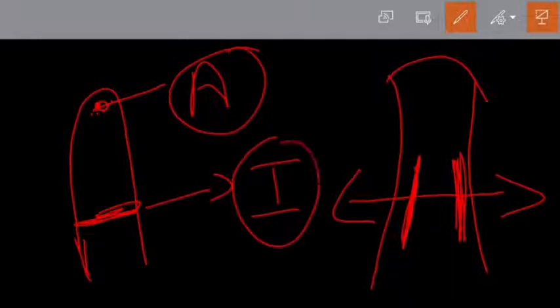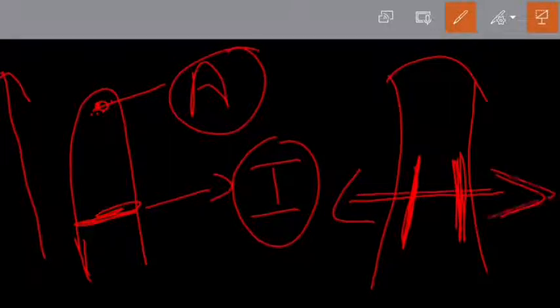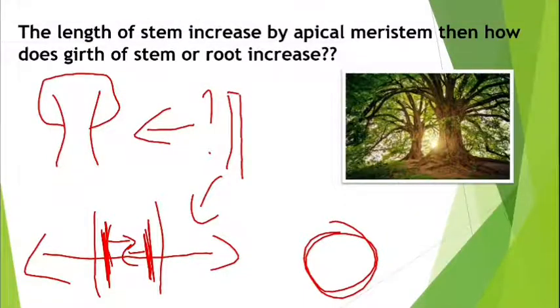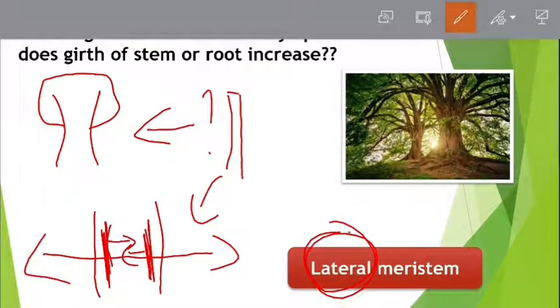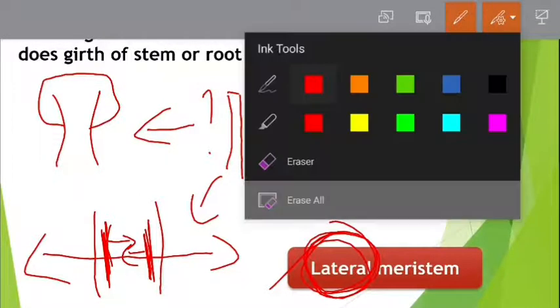Why is it called lateral meristem? Because it is responsible for lateral growth. These two meristems, apical and intercalary meristem, were responsible for increase in height only. This meristem is responsible for increase in the breadth of the plant, and the trunk widens in the plants. So this meristem is called lateral meristem, which is responsible for increase in the breadth of the plant. This was an overview of the three different types of meristem that we studied.